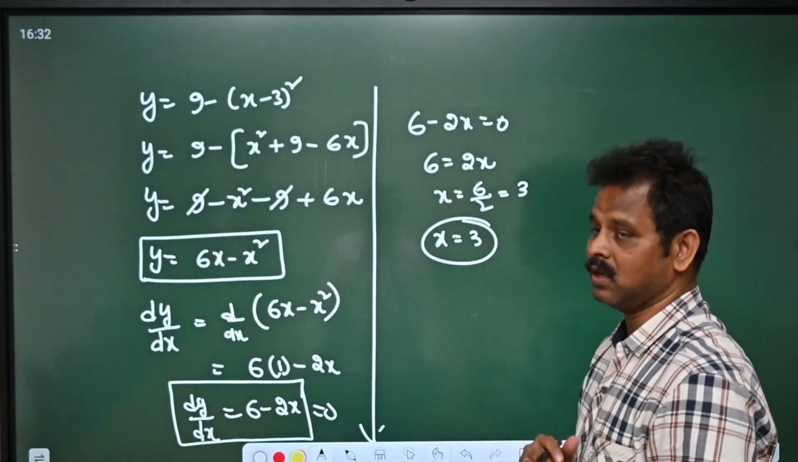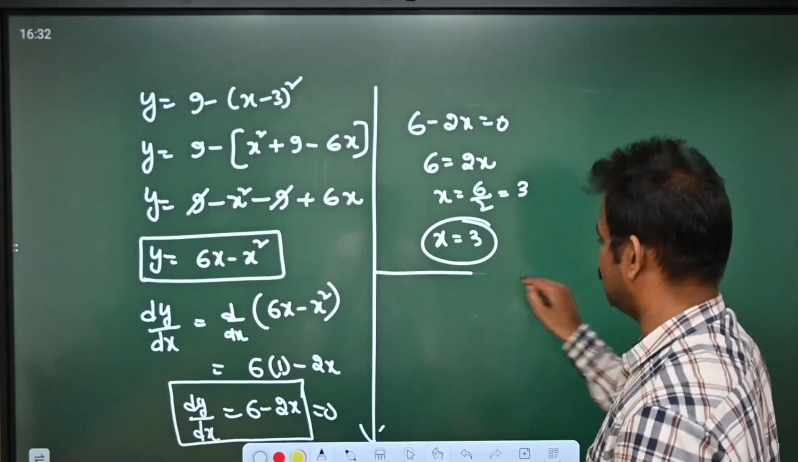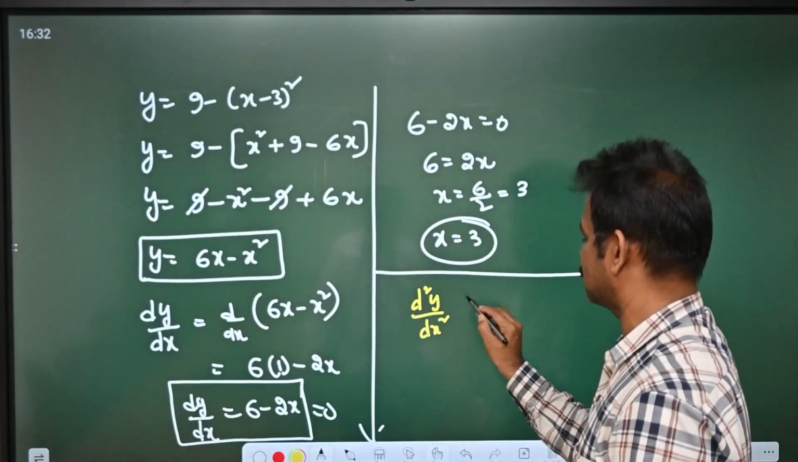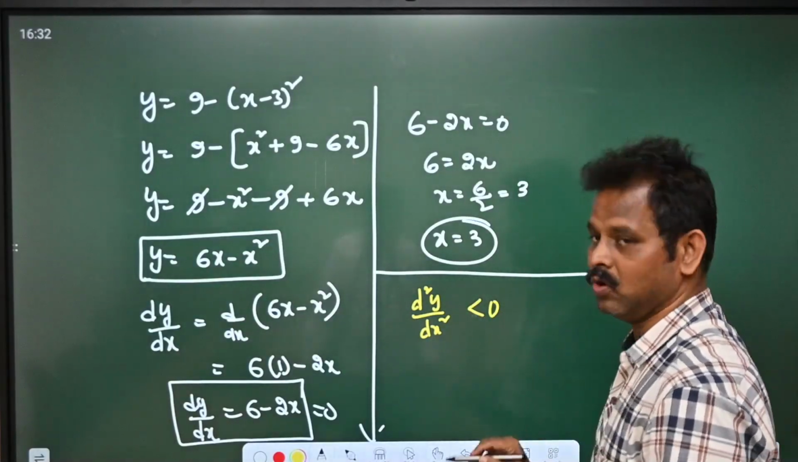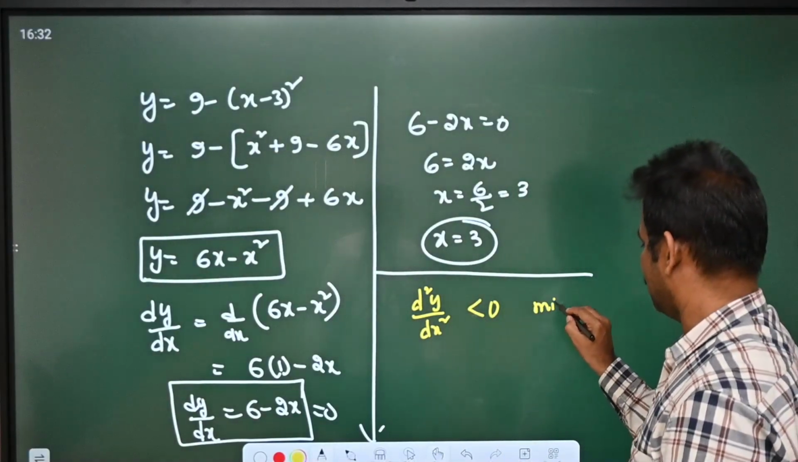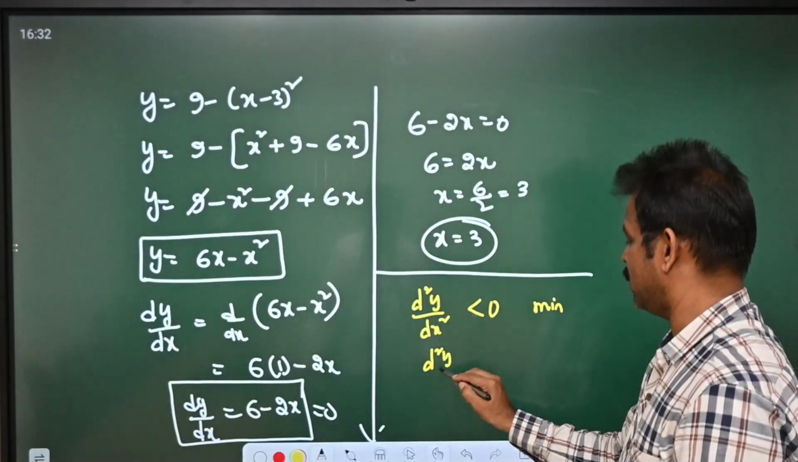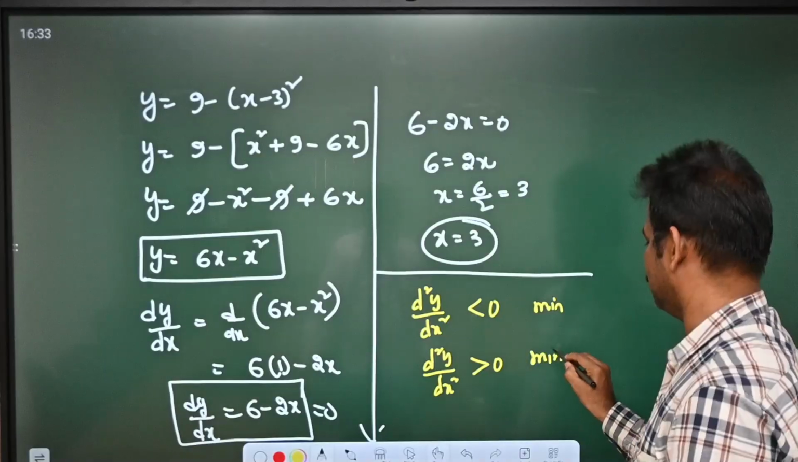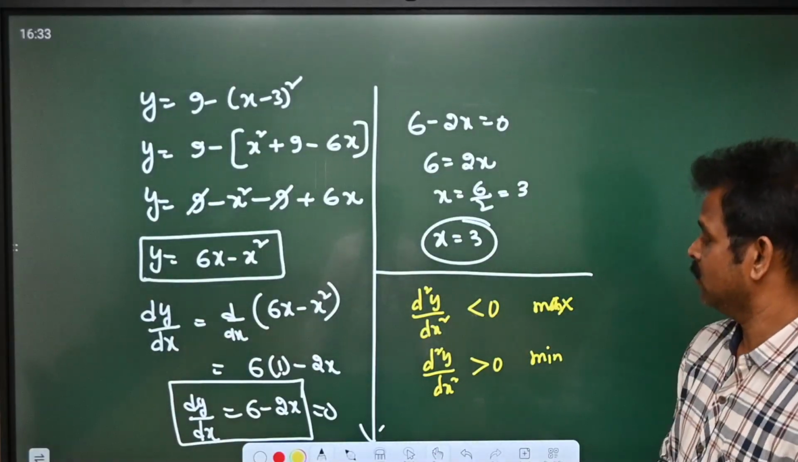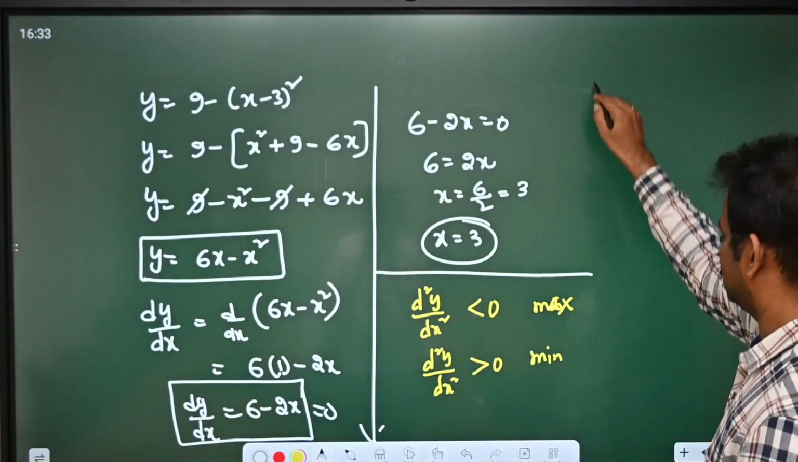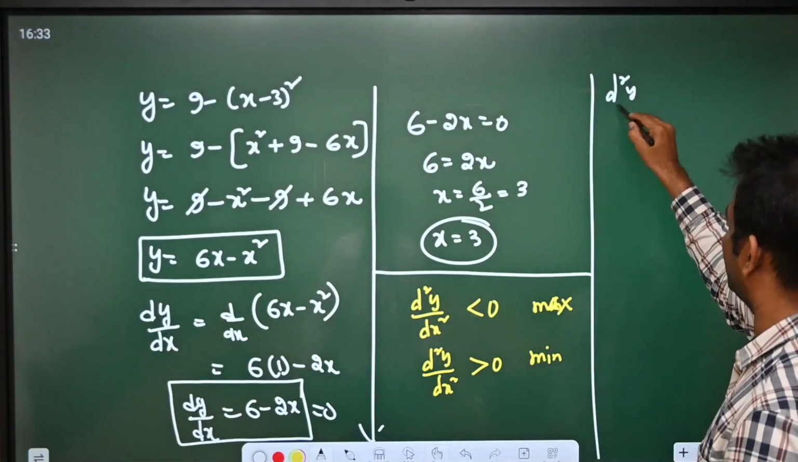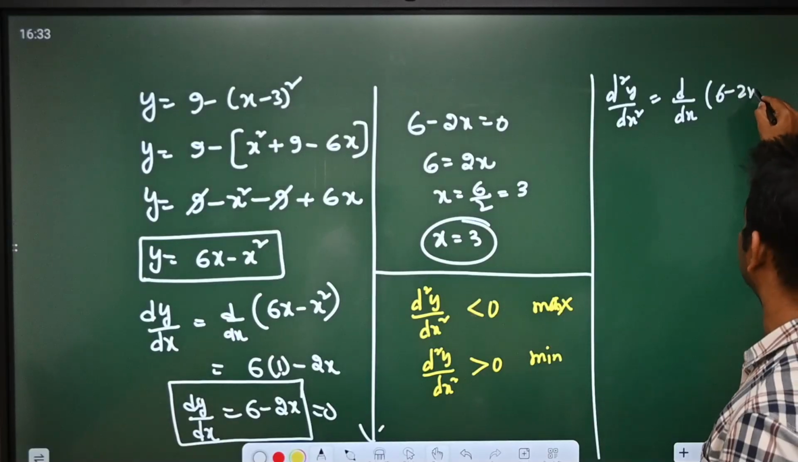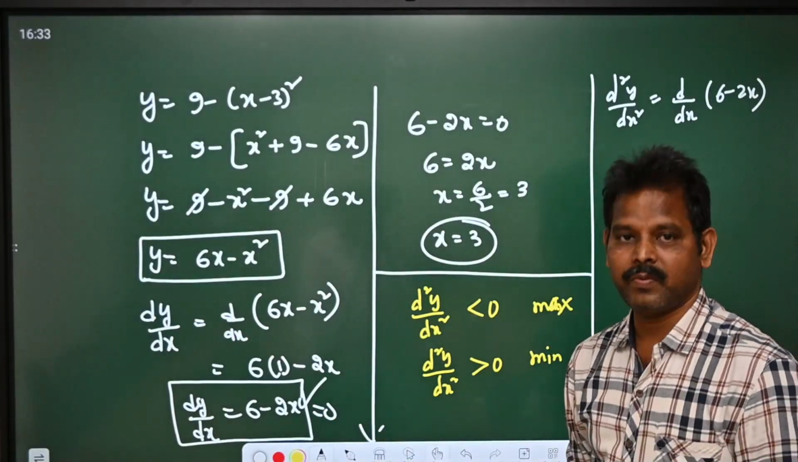But we will have to check whether it is maxima or minima. For that, the second condition is d square y by dx square. If it is less than 0, this is maximum, and d square y by dx square greater than 0, sorry, this is minimum and this is maximum. So now we are checking this. D square y by dx square, that is d by dx of 6 minus 2x, because this is dy by dx.